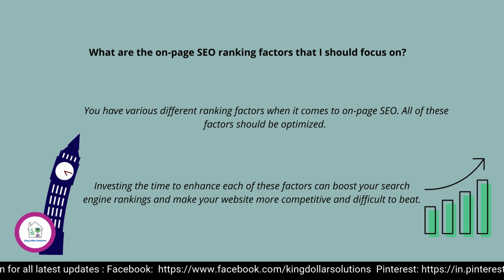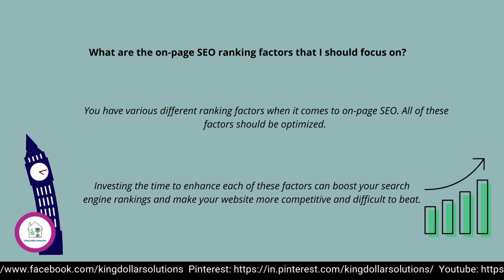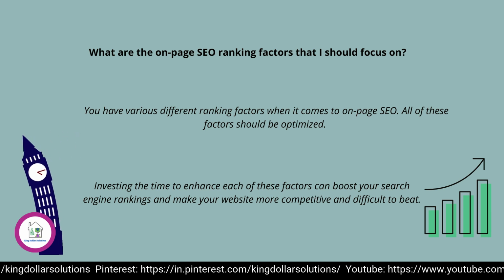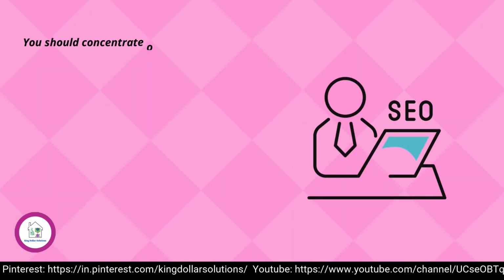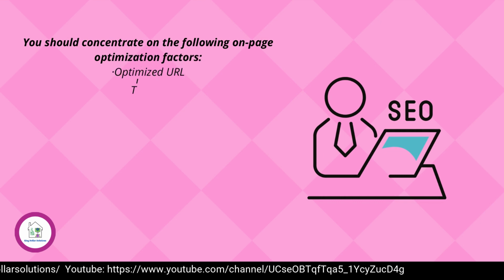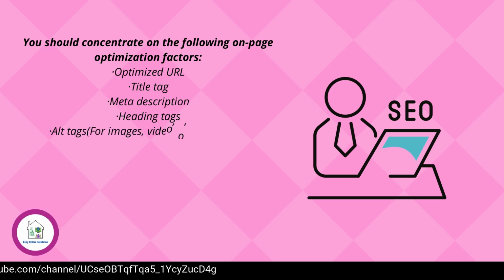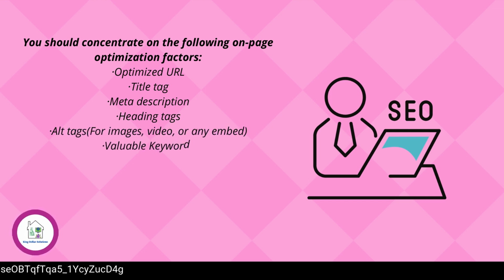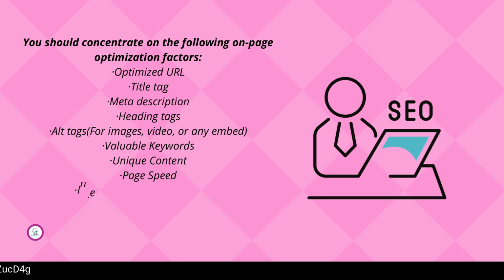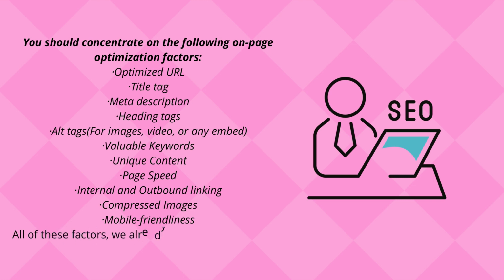Investing the time to enhance each of these factors can boost your search engine rankings and make your website more competitive and difficult to beat. You should concentrate on the following on-page optimization factors: optimized URL, title tag, meta description, heading tags, alt tags for images, video or any embed. Valuable keywords, unique content, page speed, internal and outbound linking, compressed images, mobile friendliness. All of these factors we already discussed in the above section.